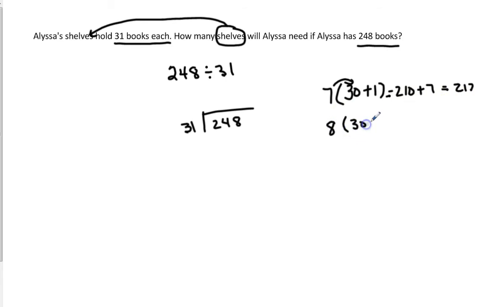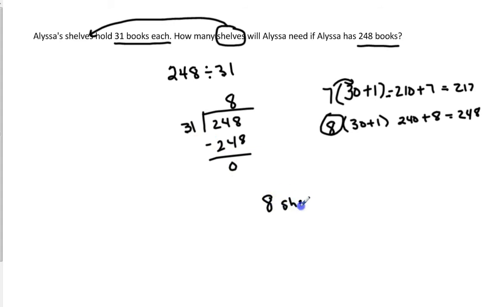8 times 30 plus 1. 8 times 30 makes 240, plus 8 times 1 makes 8, which is 248. So 8 is our quotient. It is 248 because we just did the math quickly in our heads, and the remainder is 0. So my answer is 8 shelves.